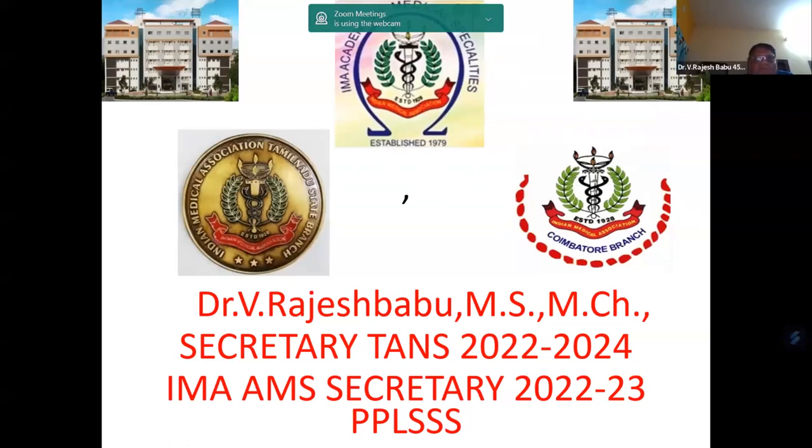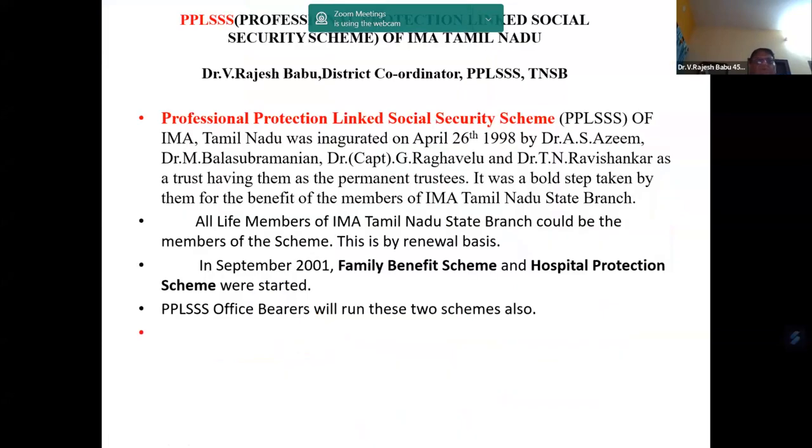The professional protection linked to social security scheme of IMA Tamil Nadu was inaugurated on April 26, 1998. All the life members of the IMA Tamil Nadu state branch could be members of the scheme. In September 2001, they created the family benefit scheme, and a hospital protection scheme was also started. PPLSS office bearers will run these two schemes: the family benefit scheme and the hospital protection scheme.